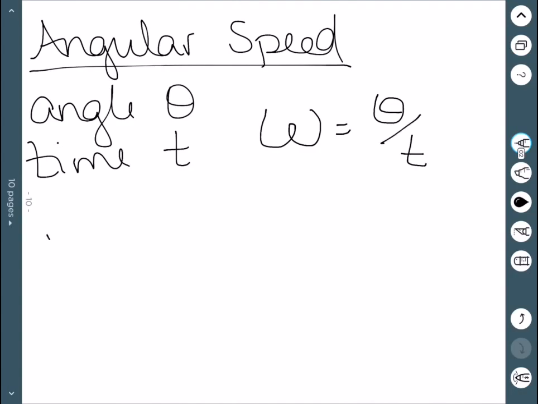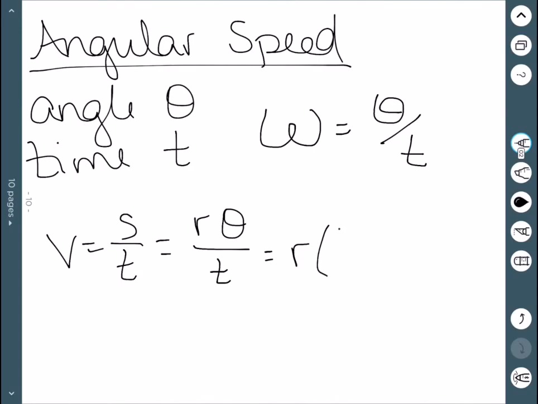And we can actually relate these two ideas. So this was our linear speed, and S is just r theta. That's our arc length. So this is r times theta over t, which is r omega. So we have that v is equal to r omega.